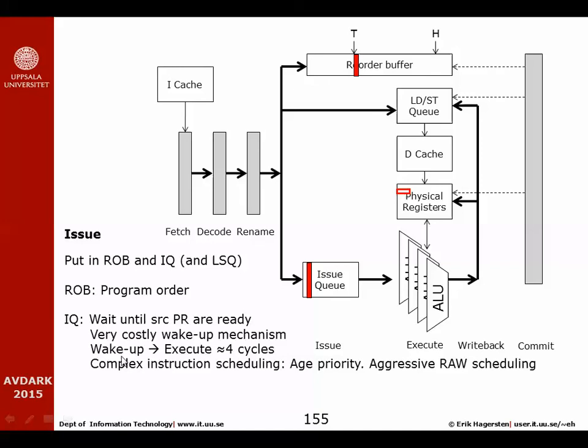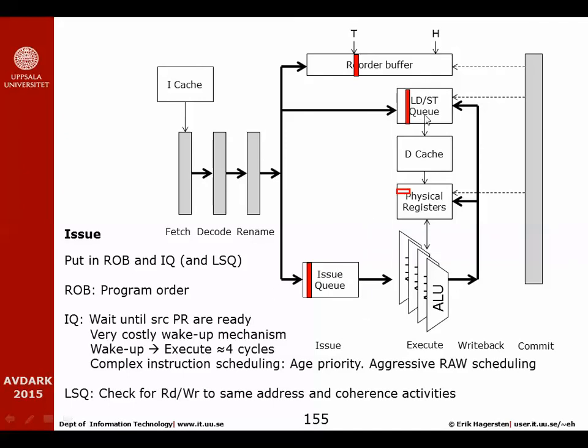Also, you do quite aggressive read after write scheduling. I said from wake up until you start executing is 4 cycles. So right after an instruction has woken up and it's on its way to produce its result, the very next cycle we wake up its dependent instructions. Even though the register is not available just yet, we know it will be available just in time when the register value is needed. So we do some kind of early wake up there as well. So it's complexity big time down here in the issue queue.